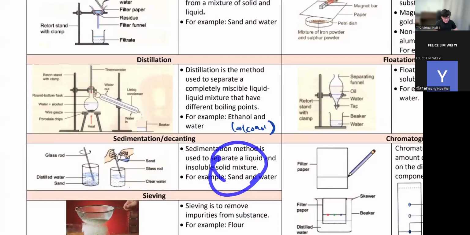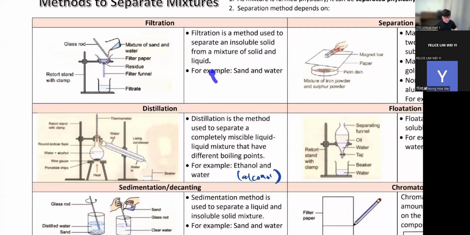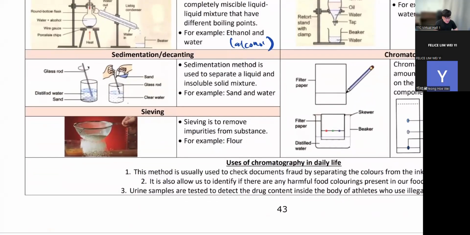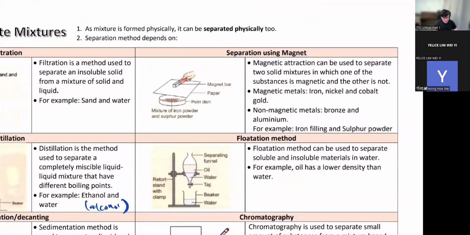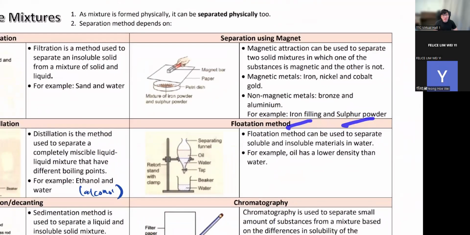This is faster than this. So sieving is for solids, like your flour. You have your magnet. This is only for magnetic and non-magnetic materials, like iron and sulfur. You can separate the iron out.